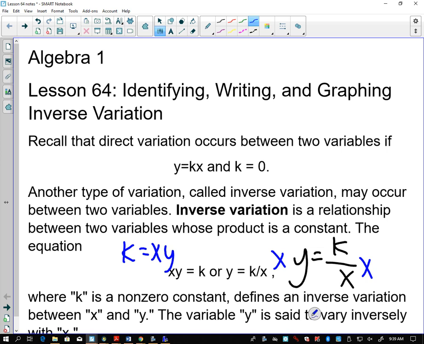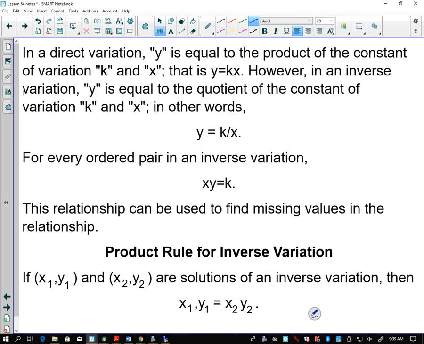Now, the opposite could be true with temperature, and we could talk about different things that have inverse relationships or inverse variation. Okay, in a direct variation, y is equal to the product of the constant of variation k and x, meaning that we saw y equaled kx, k times x, the product. However, in an inverse variation, y is equal to the quotient. We see y equals k over x, which we've already looked at. Okay.